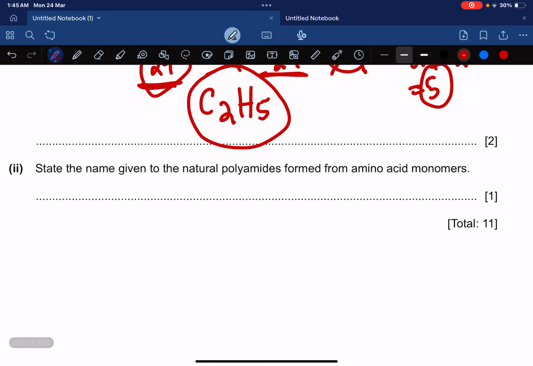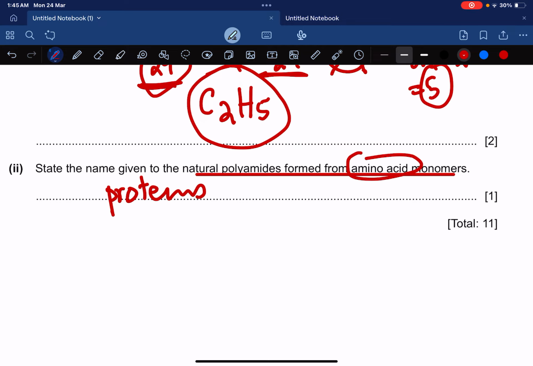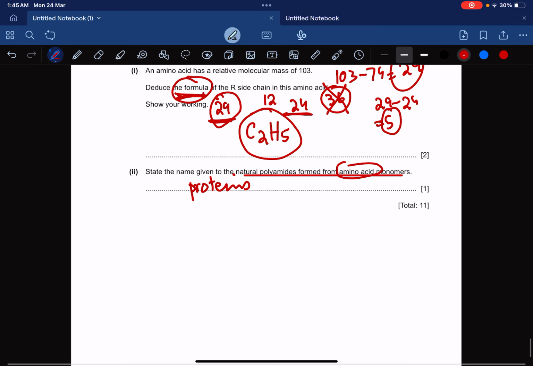Let's move on. State the name given to natural polyamides from amino acids as monomers. You should know that amino acids as monomers are used to form proteins. Okay. And with that we come to an end of our paper.